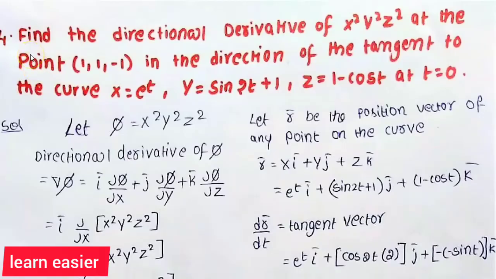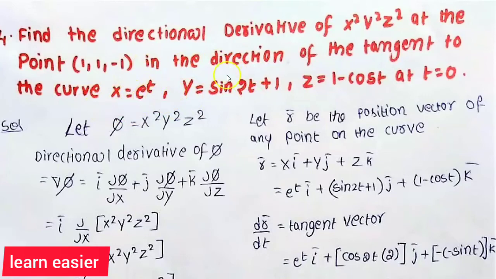And the next problem based on directional derivative is: find the directional derivative of x square y square z square at the point 1, 1, minus 1 in the direction of the tangent to the curve x equal to e power t, y equal to sin 2t plus 1 and z equal to 1 minus cos t at t equal to 0. Now the question says that we have to find the directional derivative of this function, that is del f at this point and in the direction of the tangent to this curve.